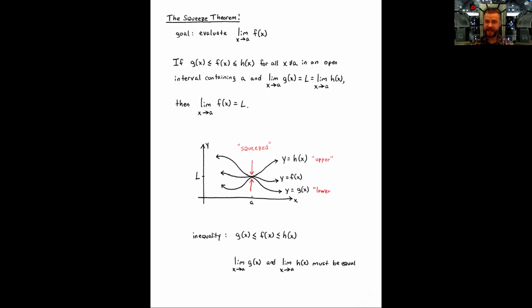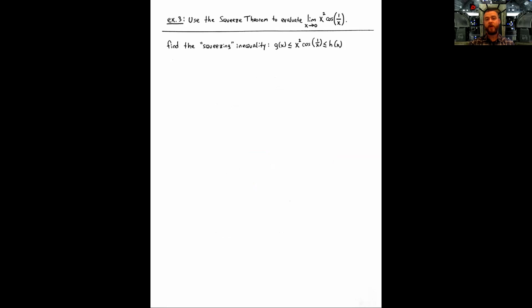All right, this is a standard theorem introduced early on in a Calculus 1 course. Seems really nice. The problem with this is it requires you to have the inequality statement already. f of x, your function of interest, is squeezed between a lower function g of x and an upper function h of x. What this doesn't tell you is how you would construct or find that inequality. Let's get to example 3, where we'll see all that in action.